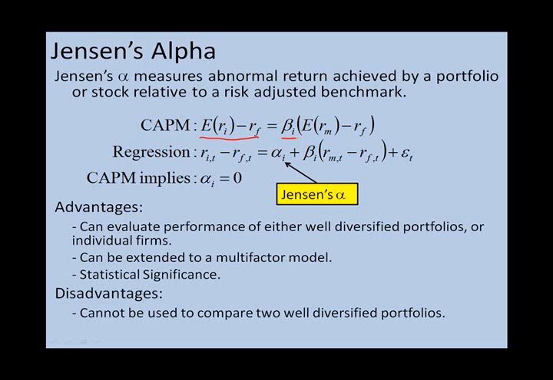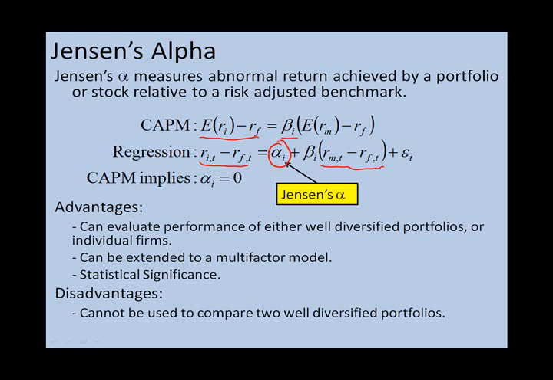And we tested this by running a regression. The dependent variable was the excess returns on a stock or a portfolio, and the independent variable was the excess returns on the market portfolio. And we wanted to look at the intercept in this regression. If the CAPM holds, then the intercept should be equal to 0.